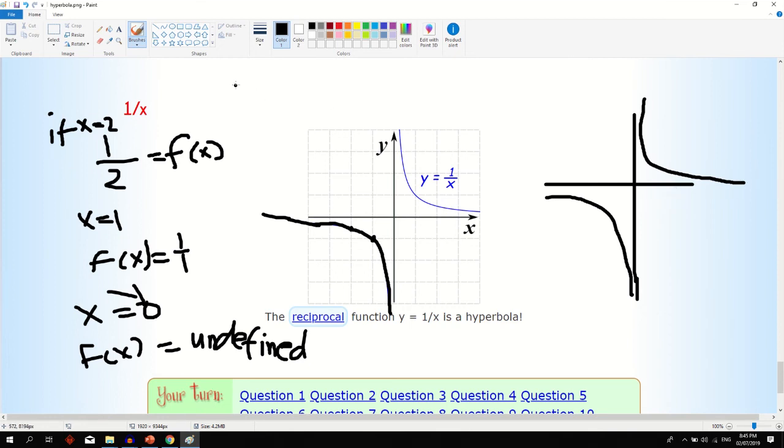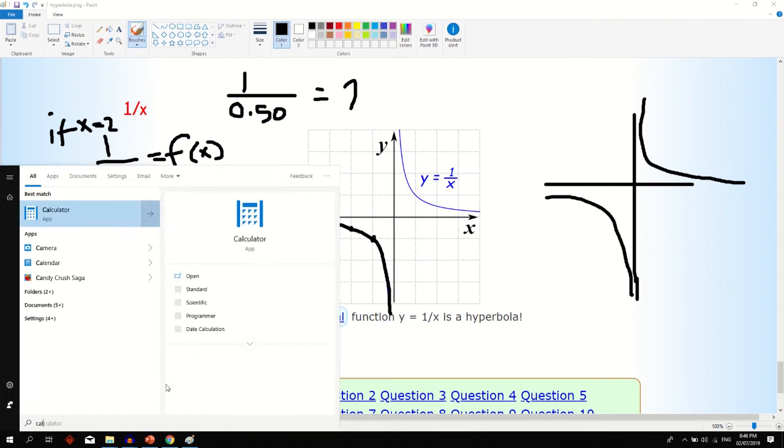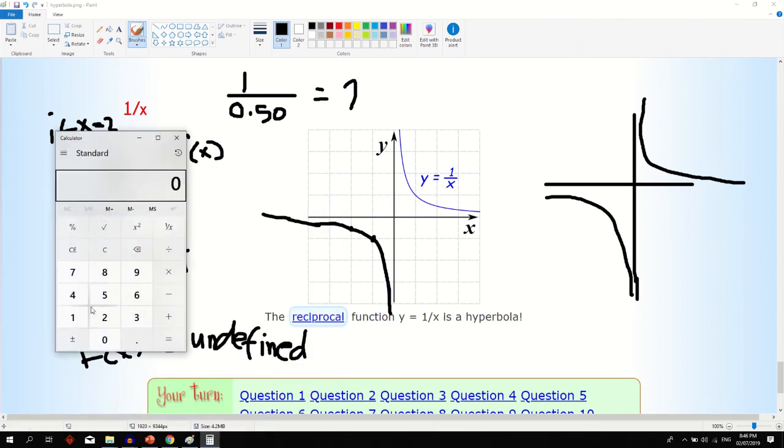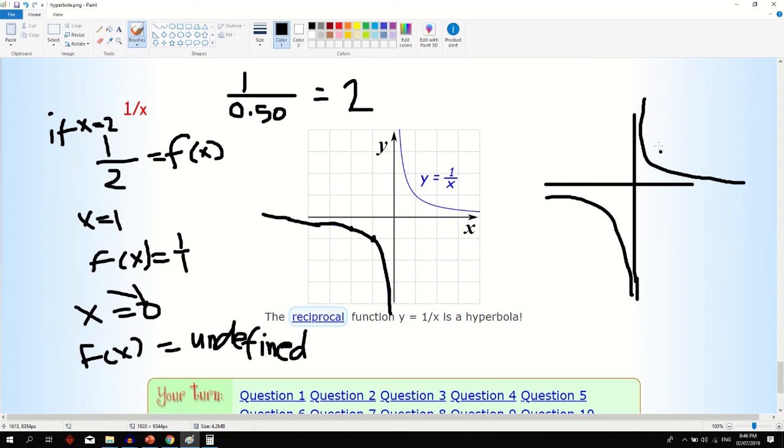So you get what I mean. If we have 1 over 0.5, what happens? It will become 2. Am I correct? We will use our calculator for checking. So 1 divided by 0.5 is equal to 2. Okay, so it goes here.